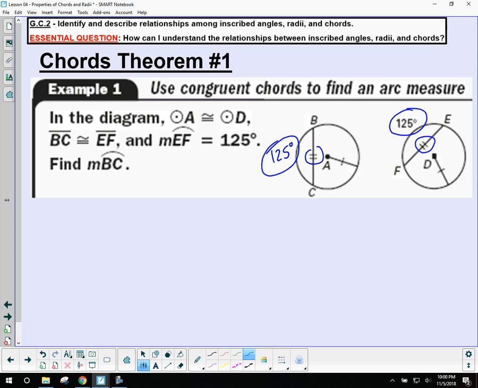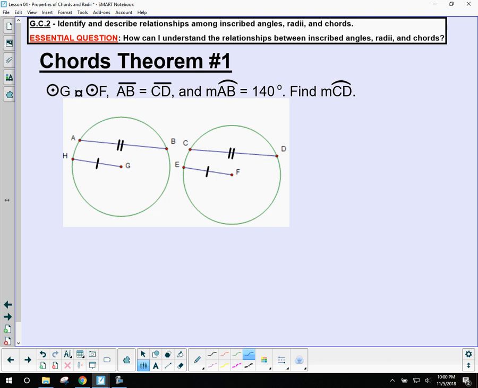Look at this. I try so hard to get these symbols correct, and this is what happens. Anyway, again, AB is congruent to CD. Arc AB is 140, which means, oh, I love this song. Maybe you can't hear the song, but whatever. CD, again, the chords are congruent, the radii are congruent. This has got to be 140.